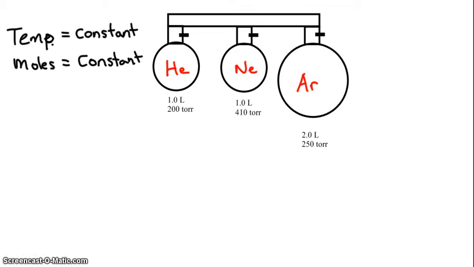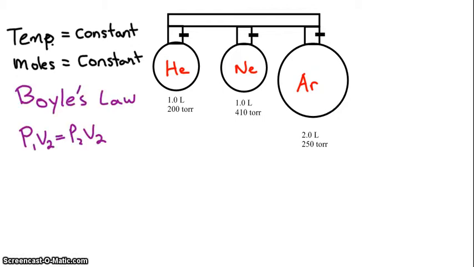The problem tells us that the temperature is going to remain constant. We can assume that the moles will also remain constant because helium, neon, and argon are all noble gases, and they're not going to react with each other when they mix. Since the temperature of our system and the moles is being held constant, we can use Boyle's law.